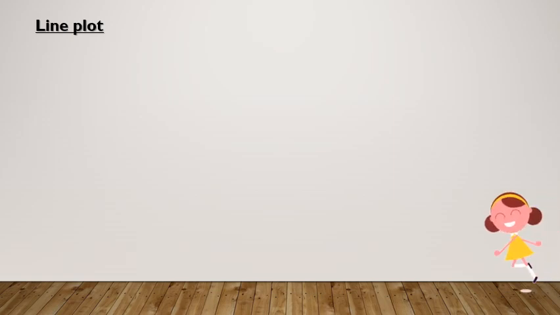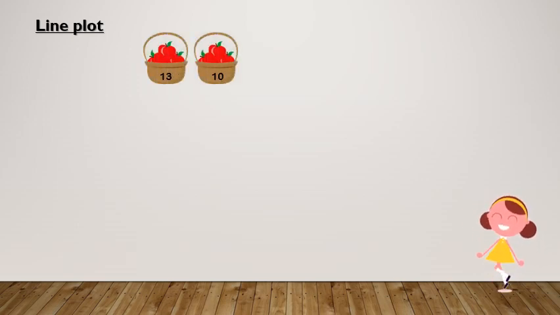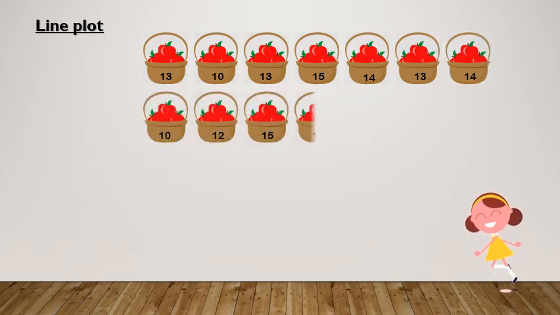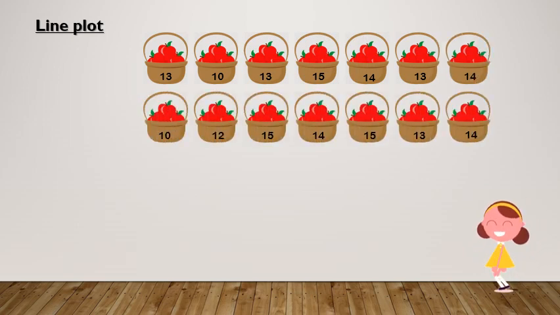Okay, Nada went to the market. She wanted to buy some apples, so she bought some baskets that have apples inside. Each basket has a number of apples on it. She wanted to know how many baskets have 13 apples, how many baskets have 10 apples, and how many baskets have 14, and so on.